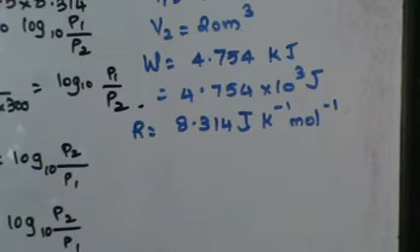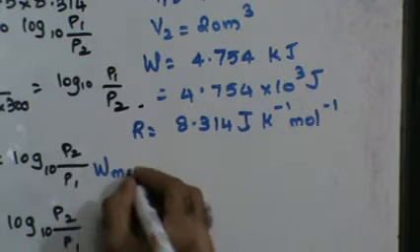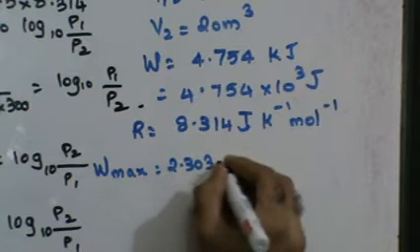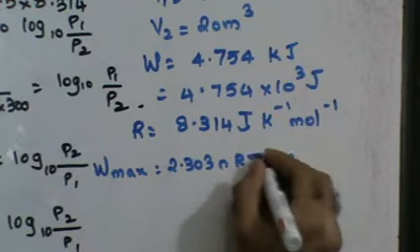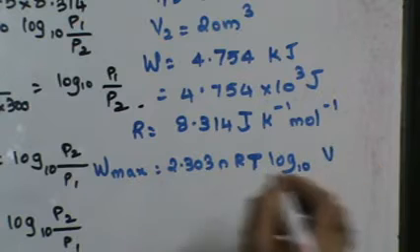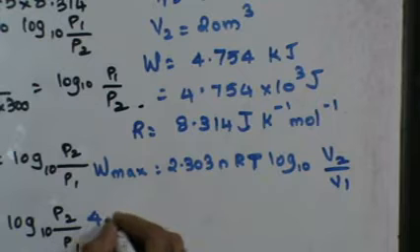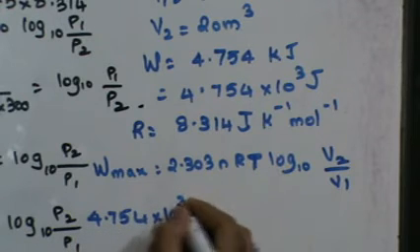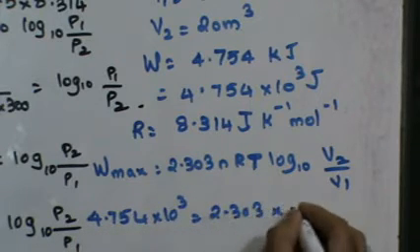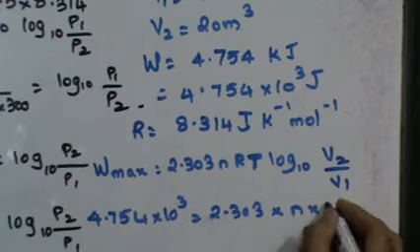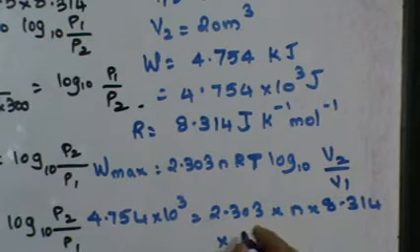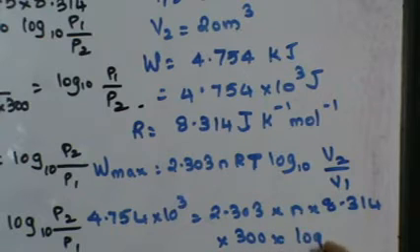Now since the work was done isothermally and reversibly, that means the work done has to be maximum work. So I can use the W max formula. W max is 2.303 nRT log to the base 10 V2 upon V1. W max is given to you as 4.754 into 10 raised to 3 is 2.303. N is not given to me. R is 8.314 into T 300 log V2 upon V1, 20 upon 10, to the base 10, log 2, 0.3010.